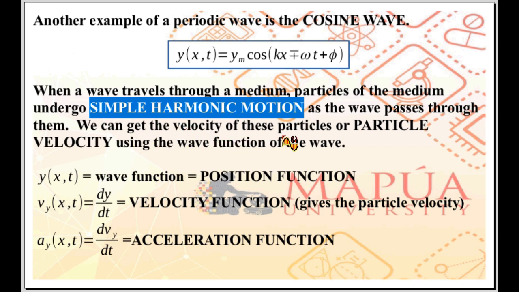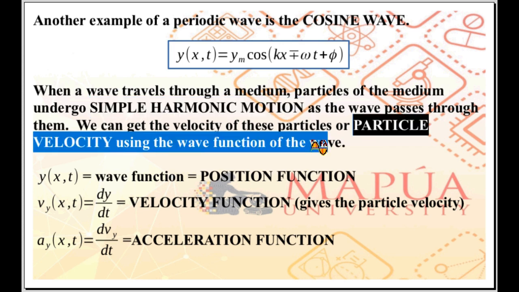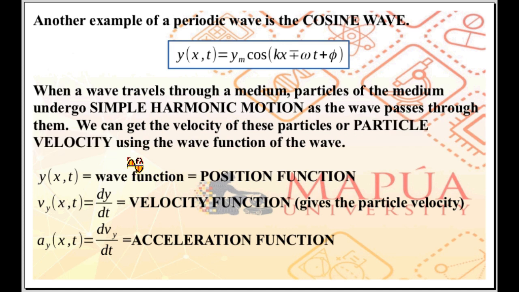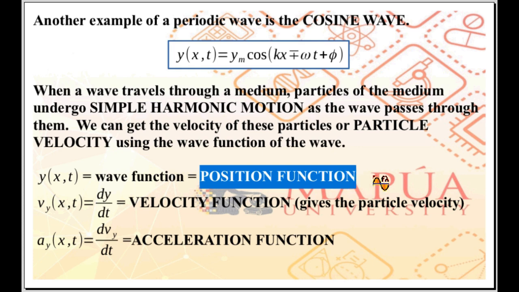We can get the velocity of these particles, what we refer to as the particle velocity. We can get the equation and value for the particle velocity using the wave function of the wave. Wave function of the wave is y of xt. The wave function will give you the location or position of the particles of the medium. We refer to y of xt as the position function.